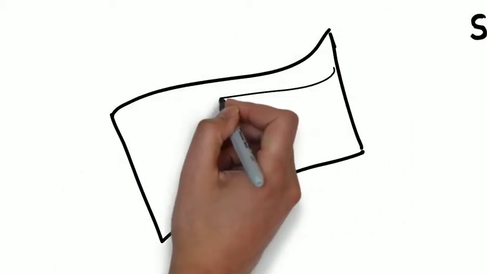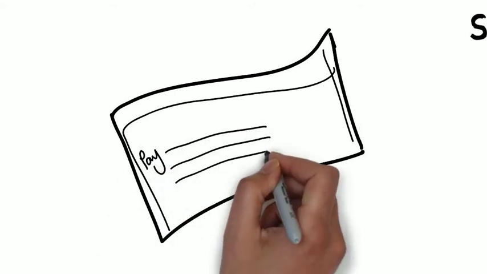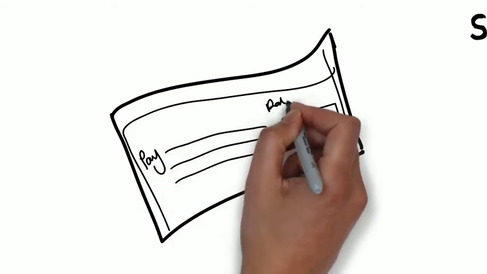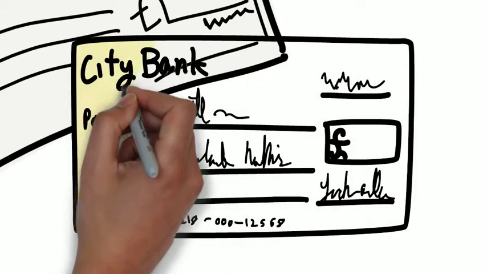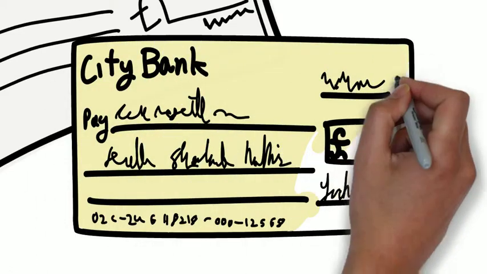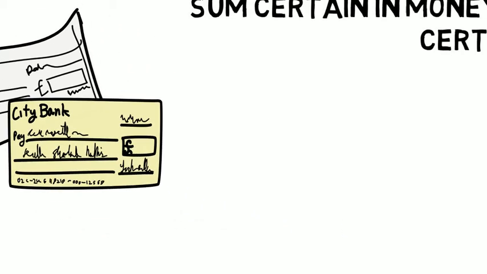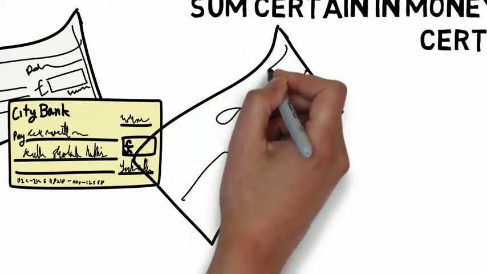The UCC recognizes four types of negotiable instruments, those being notes, certificates of deposit, drafts, and checks. Notes and drafts can either be time instruments or demand instruments.